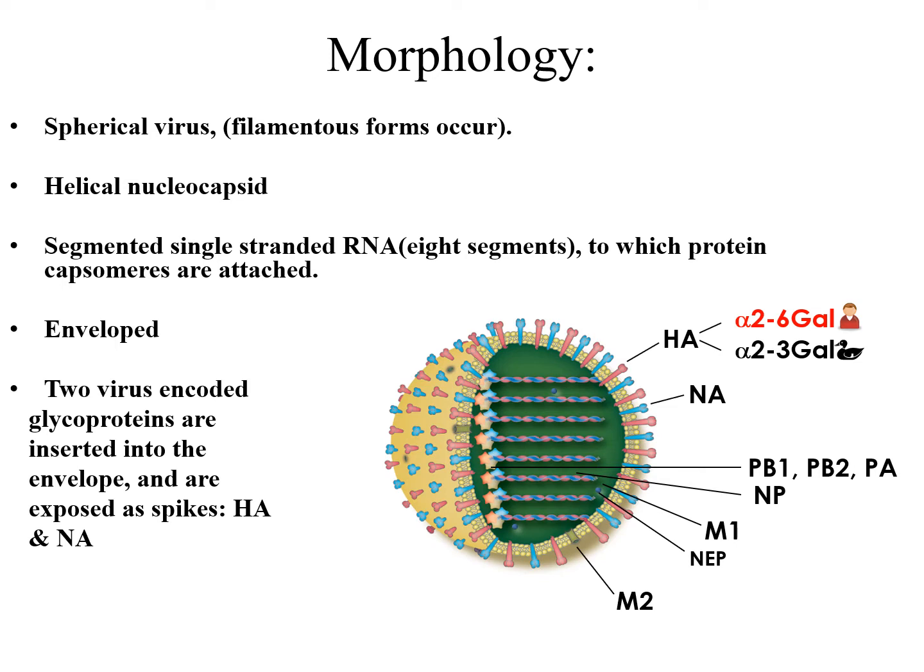The influenza virus is a spherical virus. It has a helical nucleocapsid, and it's segmented, single-stranded RNA, and it has 8 segments. Its envelope has the 2 viral encoded proteins, this one and this one, the hemagglutinin and neuraminidase. As we said, the M2 protein is unique for influenza A. The PB protein is unique for influenza B.